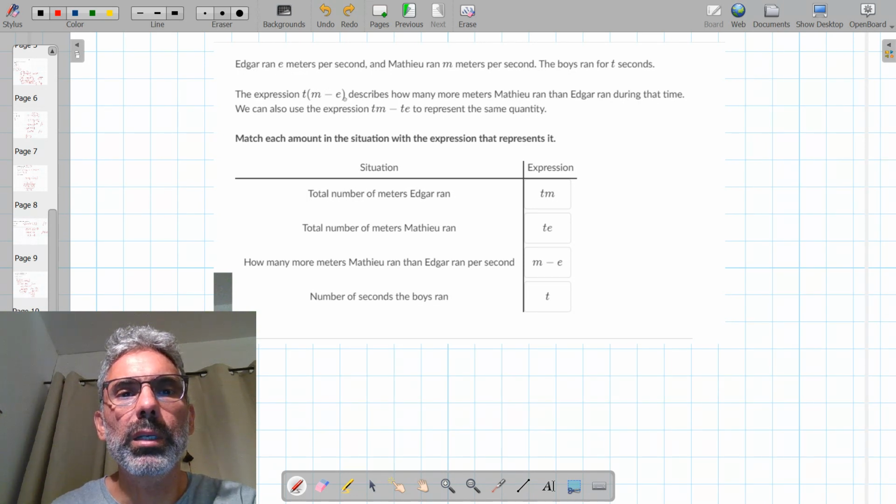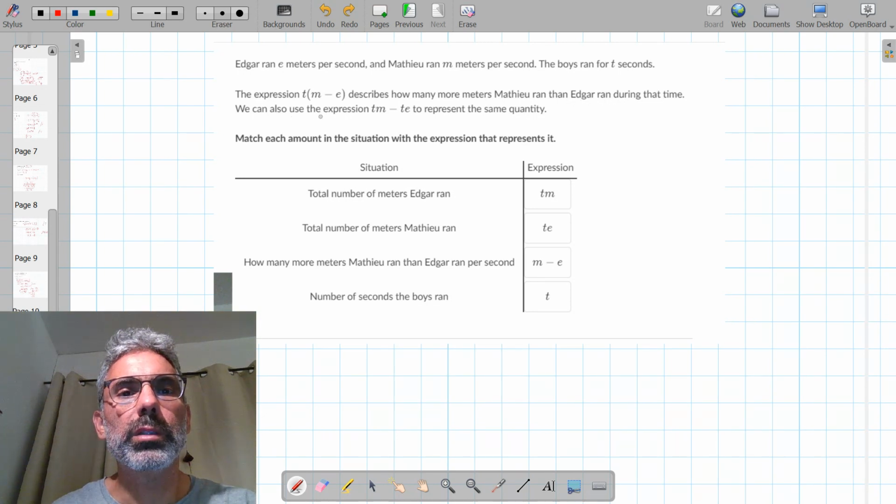So m minus e is the difference in meters between Matthew and Edgar, times t, the time in seconds. Okay, so when we multiply the unknown number of seconds by the difference, we get the total number of meters that Matthew ran more than Edgar. Okay.